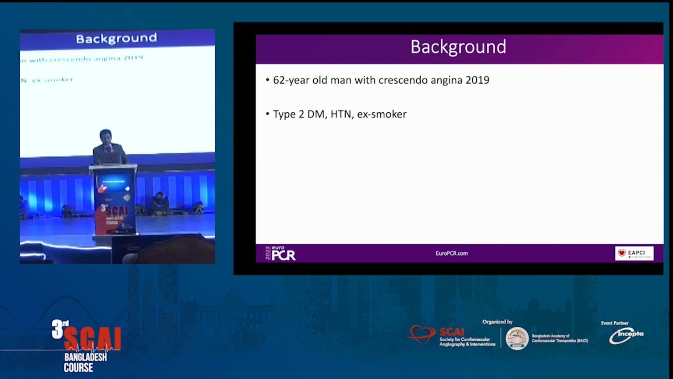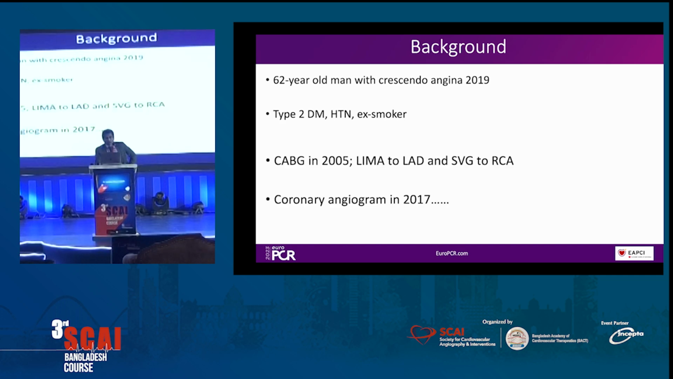This was presented at Euro PCR this year, which is why I have a similar slide from last month's presentation. This is a 62-year-old man, again with crescendo angina in 2019, diabetic, hypertension, ex-smoker. He had a bypass in 2005 where he had LIMA to LAD and vein graft to right coronary.